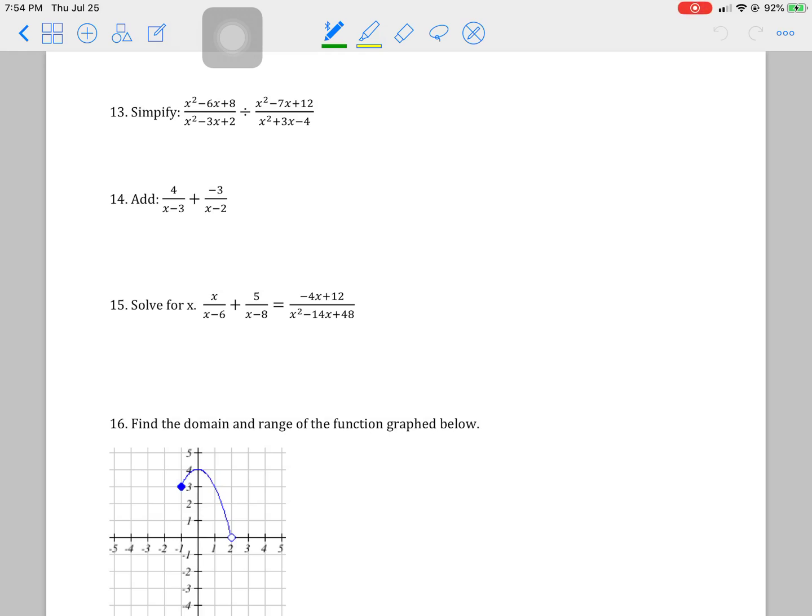All right, number 13 has a lot of quadratics, and we need to factor and then flip the second one. What's the expression for dividing fractions? Keep, change, flip. Keep the first fraction the way it is, change the division to a multiplication, and use the reciprocal of the second term. Okay, so we need to factor everything.